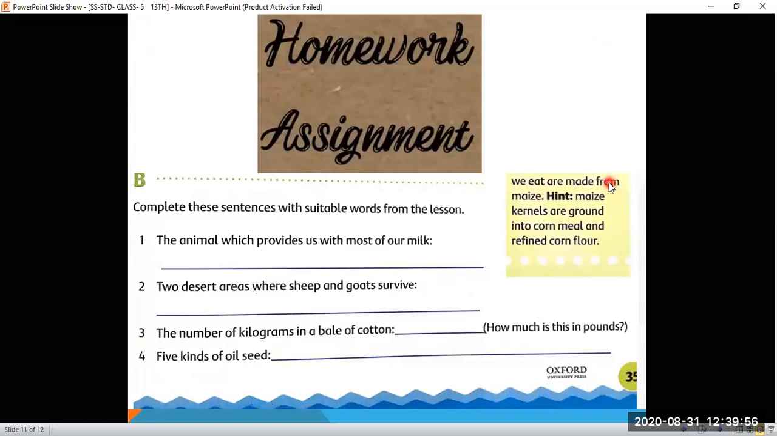So this is the end of the reading of this chapter. Inshallah, in the next lecture we will learn and solve the questions and answers. Now I am giving you a little homework from the work page of exercise B. Four questions are given, and you can easily find the answers if you read this lesson very well.